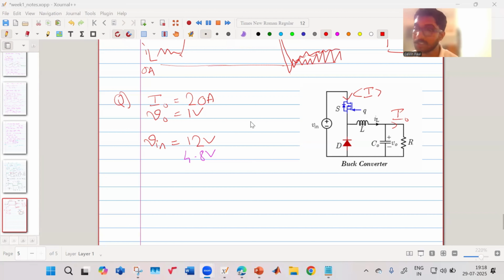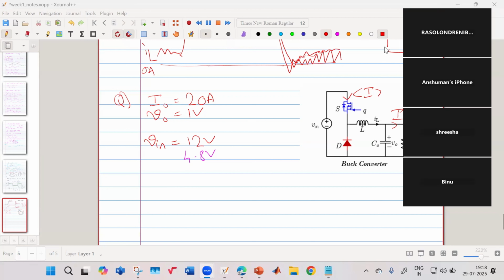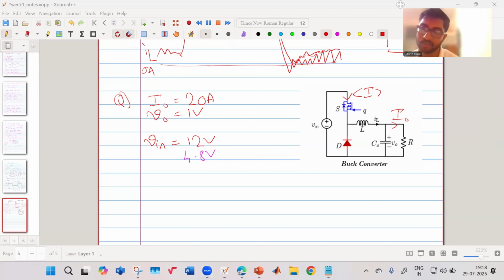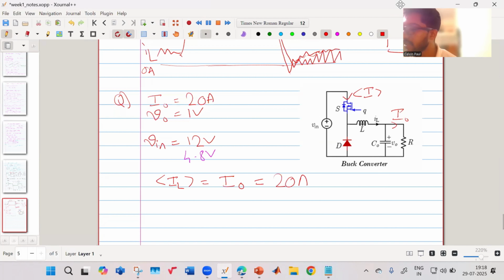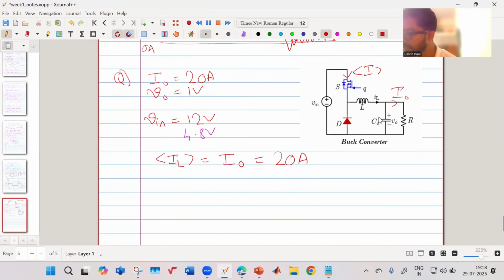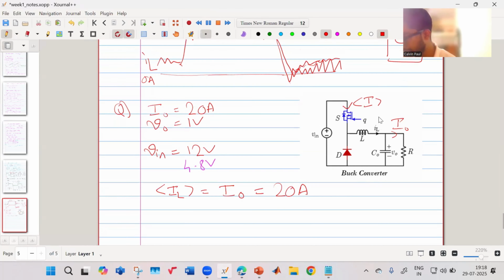Someone said that the load current is equal to the average inductor current, right? That is correct. So your average inductor current is equal to your load current in the case of a buck converter. That is equal to 20 amperes. Now, we are required to find the average current through this switch.